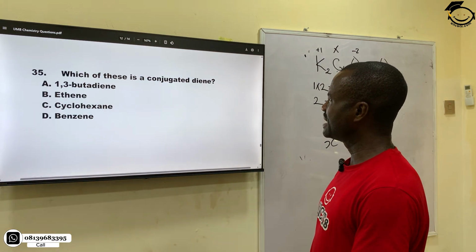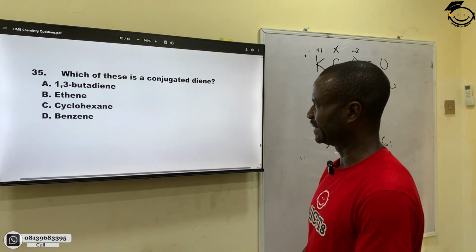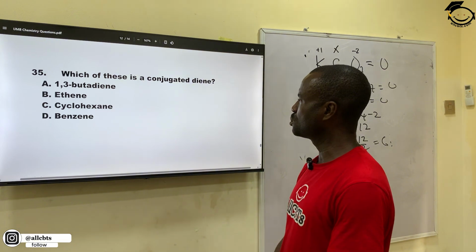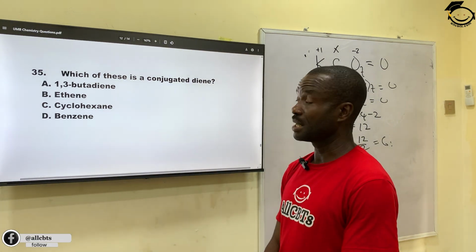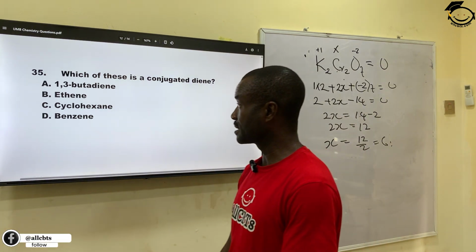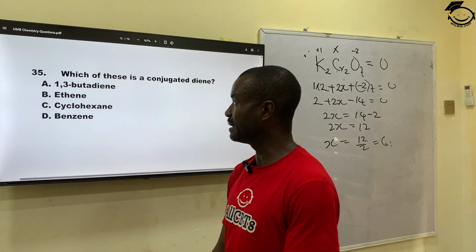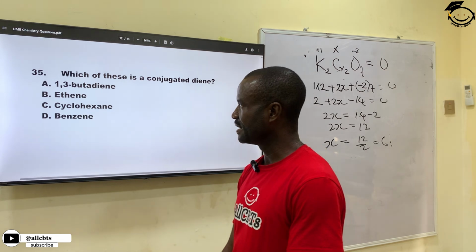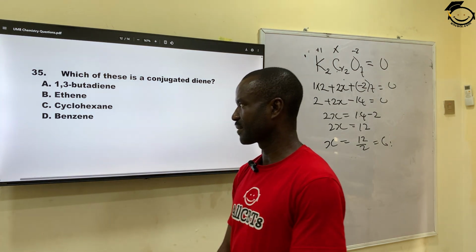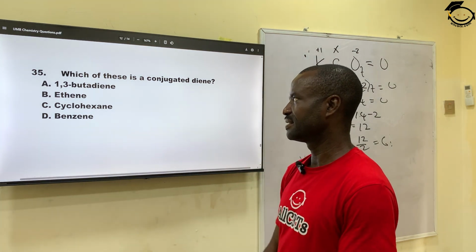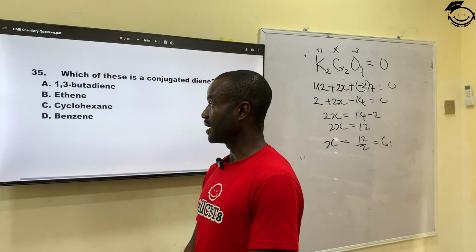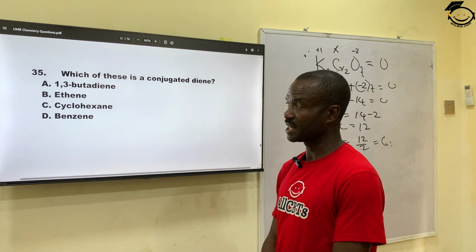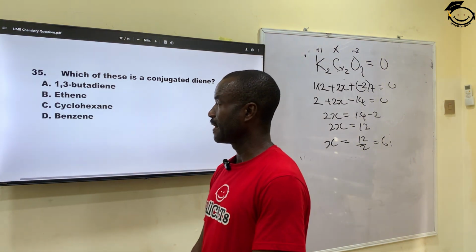35. Which of these is a conjugated diene? Conjugated diene meaning we have two unsaturated bonds in this compound. A, 1,3-butadiene; B, ethene; C, cyclohexene; D, benzene. As you can see from the name, the correct answer is 1,3-butadiene. A is the correct answer.